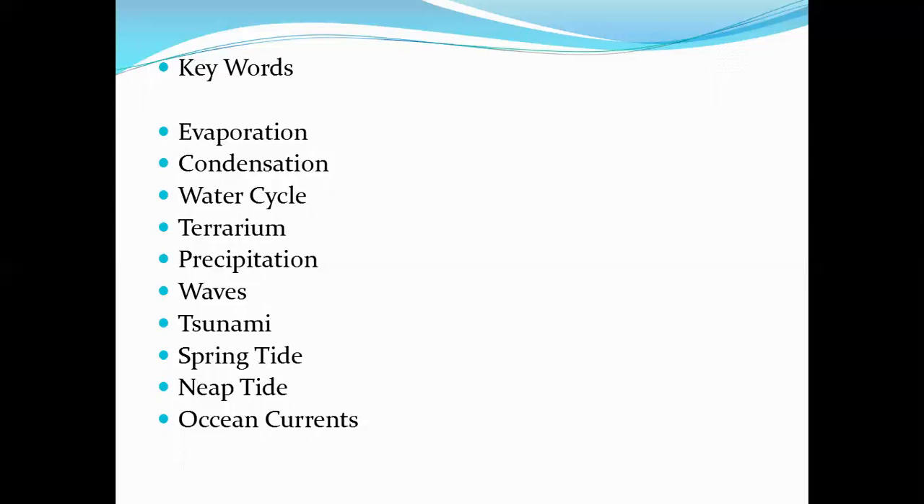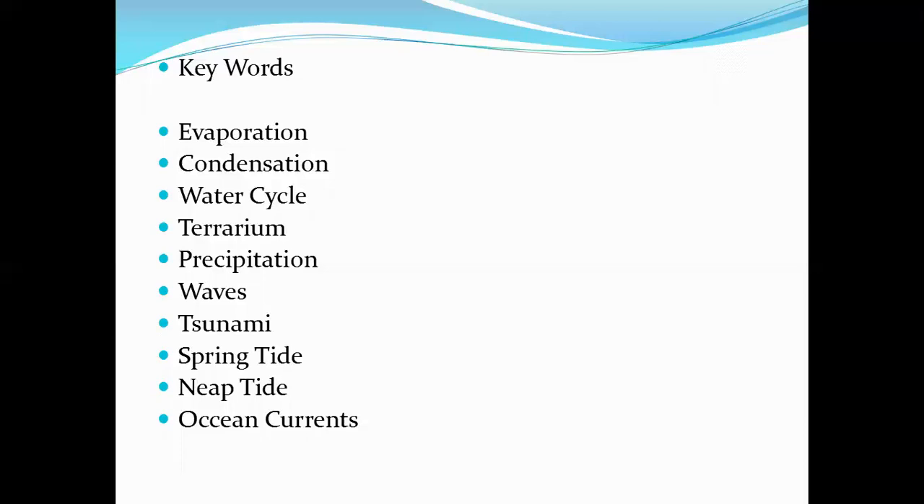Next is the water cycle. How does the water cycle work? It is the process by which water continuously changes its form and circulates between oceans, atmosphere, and then land. This water cycle goes on, it works continuously, and it never stops.